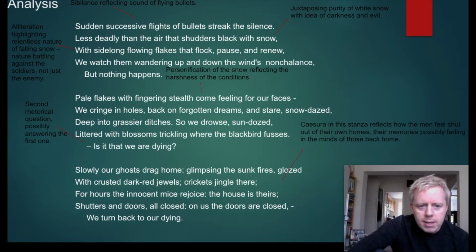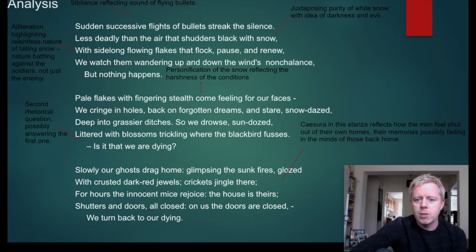Okay, sudden successive flights of bullets streak the silence. Repeated SH sounds, so sibilants. It could reflect the sound of the flying bullets. Remember, method and meaning. Method, the technique, sibilants. Meaning, the effect, sound of flying bullets. Vivid imagery, puts us, the reader, right in the middle of the action there. Less deadly than the air that shudders black with snow. So the bullets are less deadly than the weather.